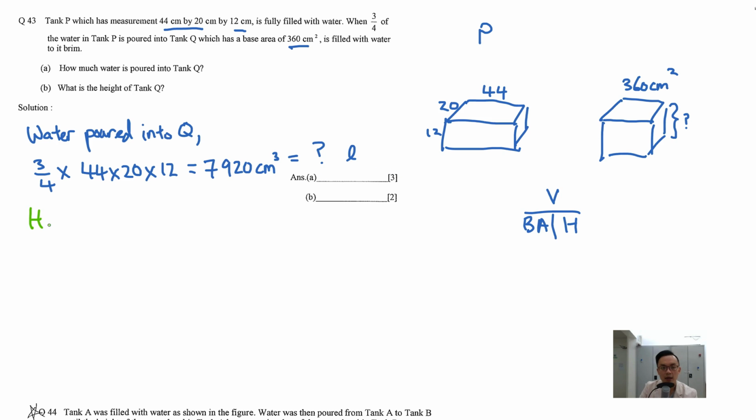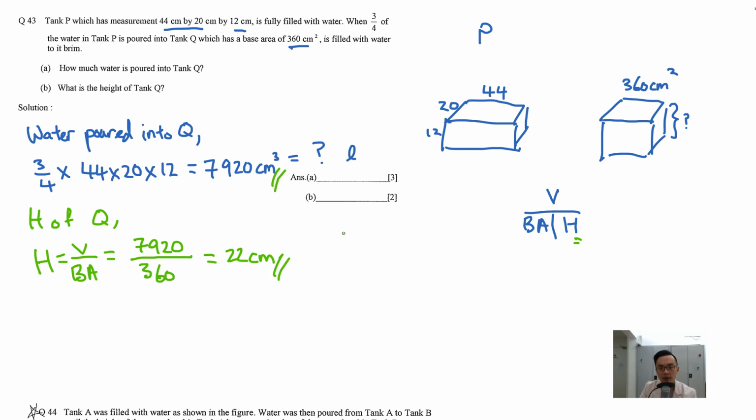So next one is height of tank Q. So if you look at height, it's equal to volume divided by base area. So height equals volume over base area, which is 7920 divided by base area 360, equals 22 cm. Alright, and that's the answer for these two parts.